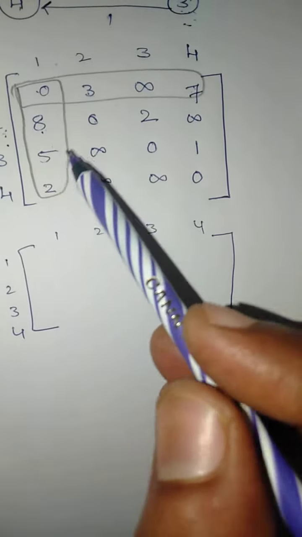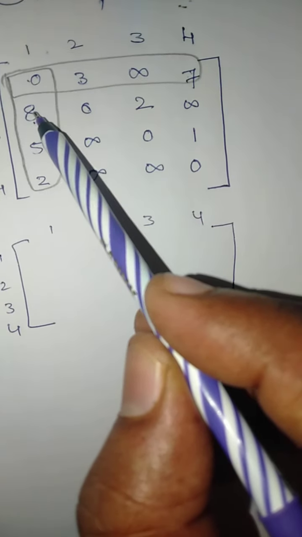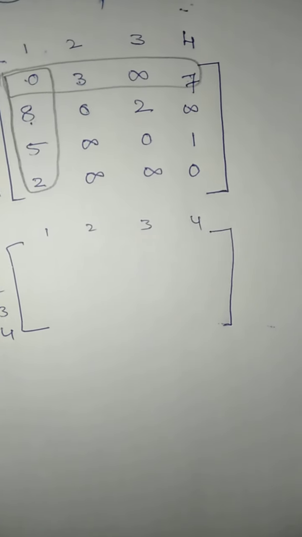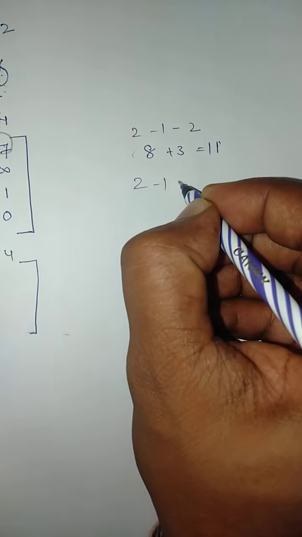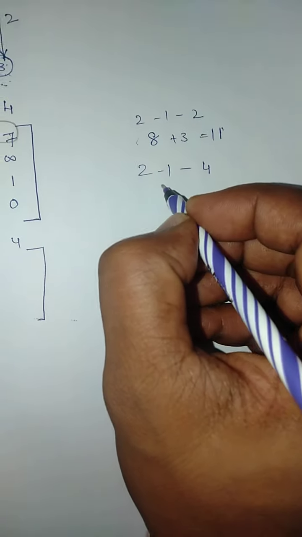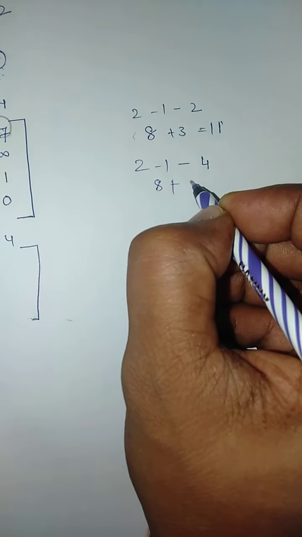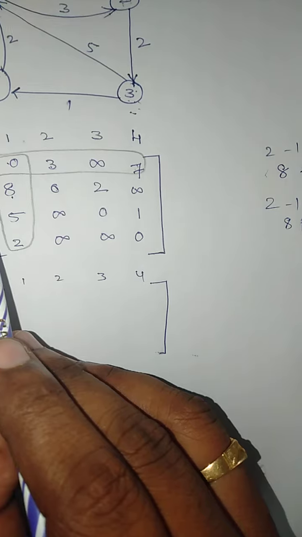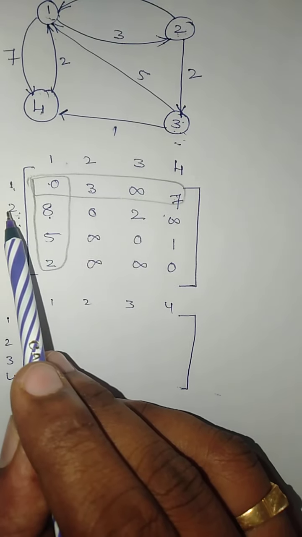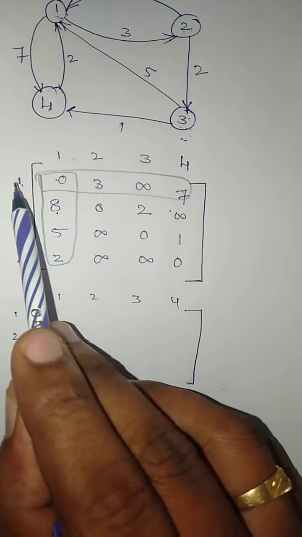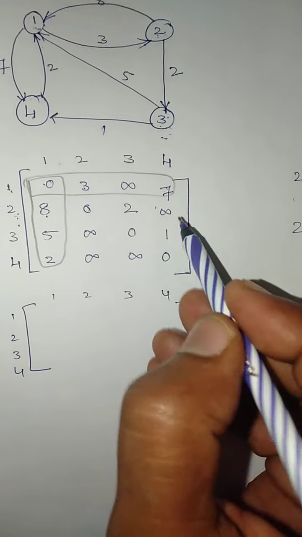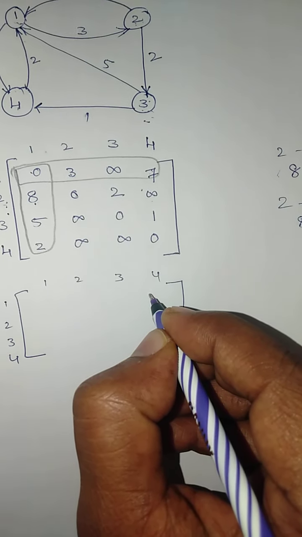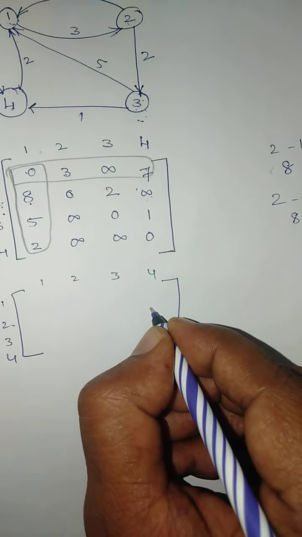Therefore you need not replace this. Next here 2 to 1 and 1 to 4. 2 to 1 the cost is 8 and 1 to 4 the cost is 7. Total cost 15. Therefore you can reach vertex 4 from 2 via 1 with a cost of 15, and that 15 is less than infinity. Therefore I can replace it, so I will replace the 2 to 4 cost with 15.